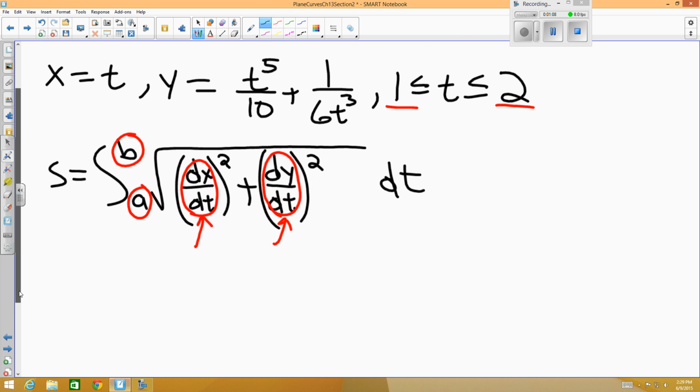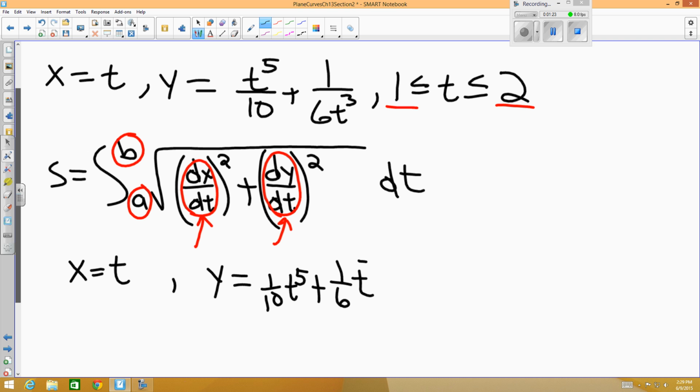So x is equal to t. Just rewrite it so we have it there close. Y is equal to, this is the same as 1/10 t to the fifth plus, we might as well rewrite the function, 1/6 t to the negative 3, just to make it easier to find the derivative. So dx dt is the derivative of x with respect to t. Here that's 1.